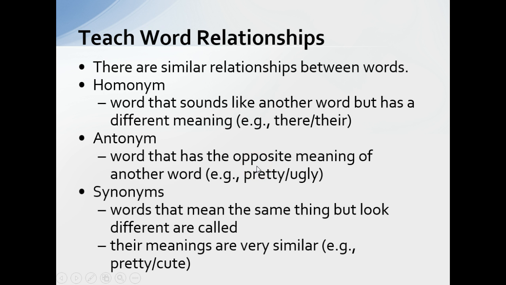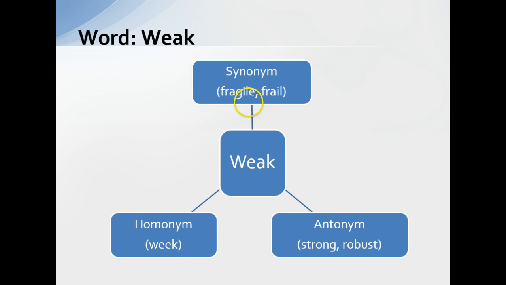Are called synonyms. Their meanings are very similar. So pretty and cute are very close to each other, or even beautiful could be in there. So we want to teach this by providing students with maps to map it out.